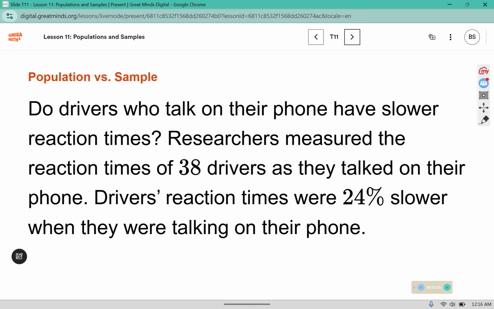Do drivers who talk on their phone have slower reaction times? Researchers measured the reaction times of 38 drivers as they talked on their phone. Drivers' reaction times were 24% slower when they were talking on their phone. This is only 38 drivers. We're talking about all drivers. They only sampled a few, so this is a sample statistic.